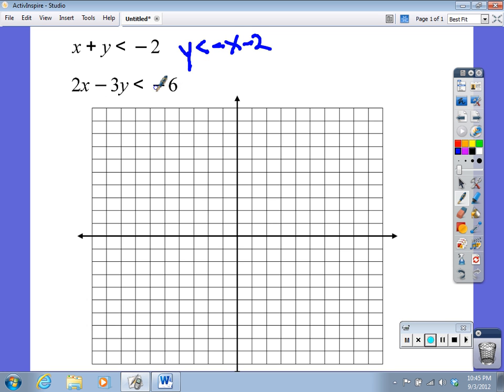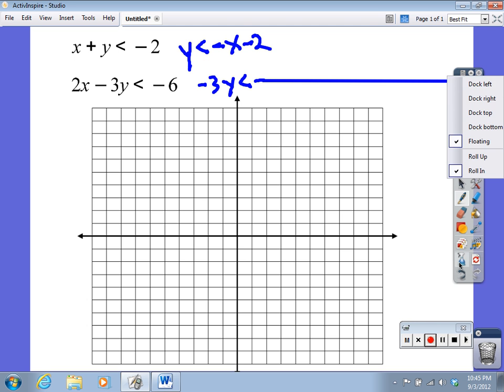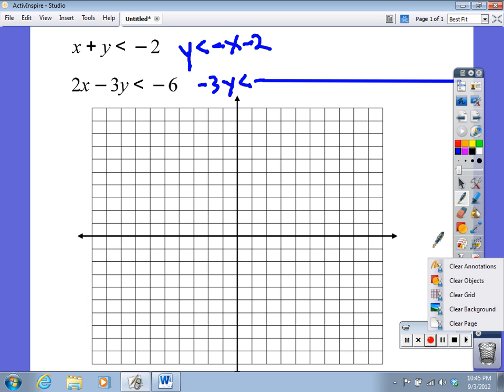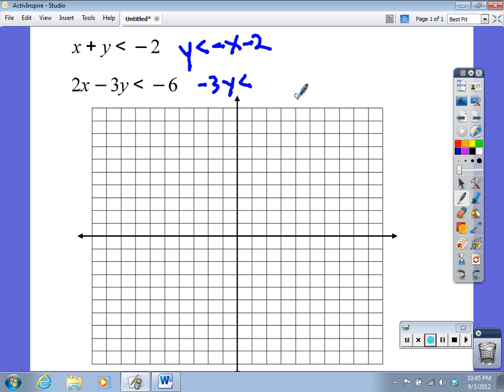And then on our second graph, I need to subtract 2x first. So I end up with negative 3y is less than negative 2x minus 6. Okay, now here's a situation where I'm getting ready to divide by a negative 3.